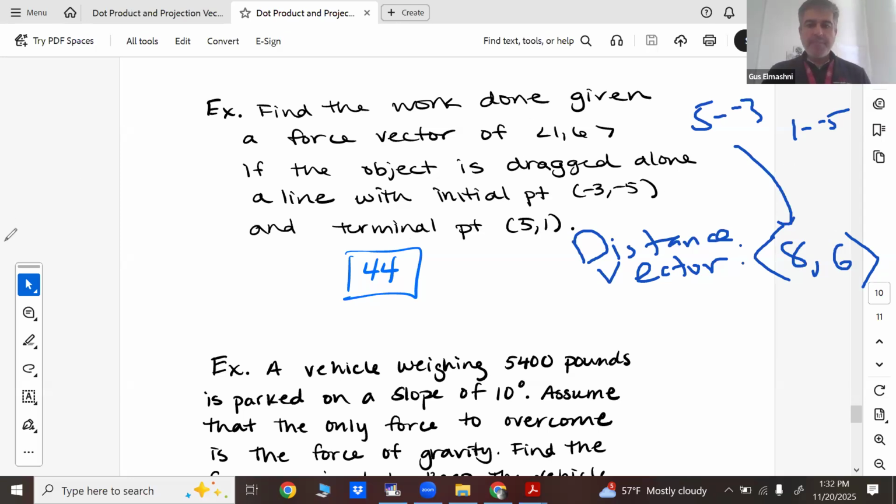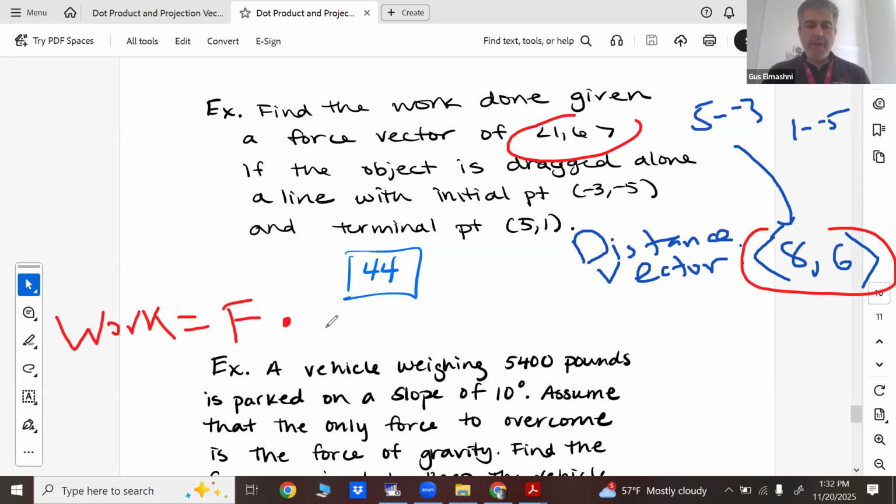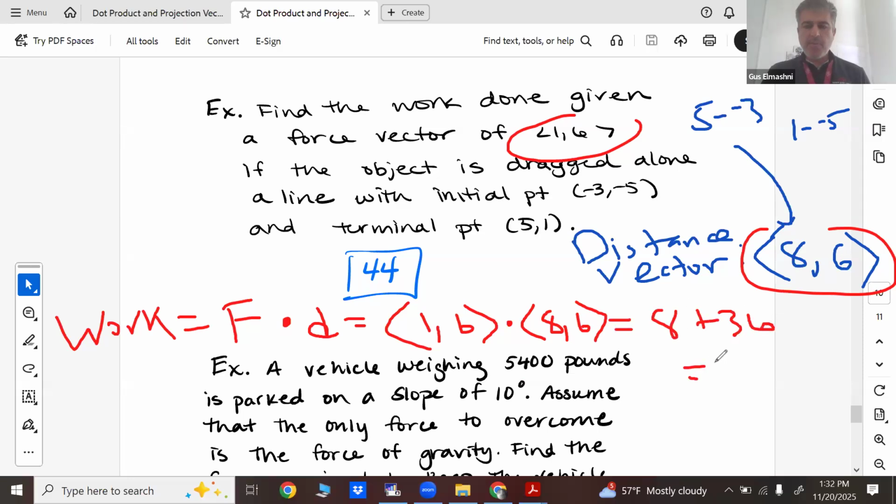So now what do I find a dot product of? Where work is equal to F dot D, or vector F, which is 1, 6, dot distance vector, or vector D, which is that. If you work it out, you get 8 plus 36, which of course is 44. So what this represents is the work done on this object. I don't actually know the units. I don't know why I put units. It's actually unitless. But that's what it tells me.